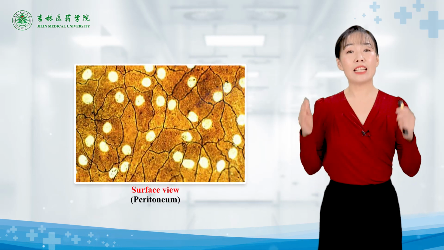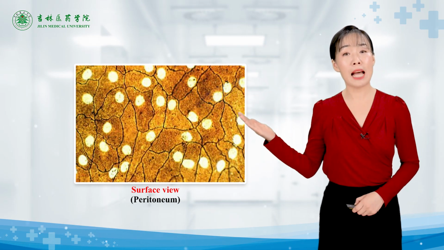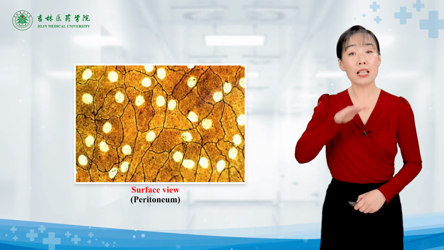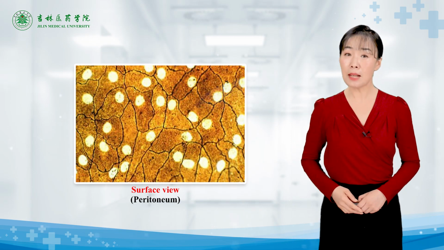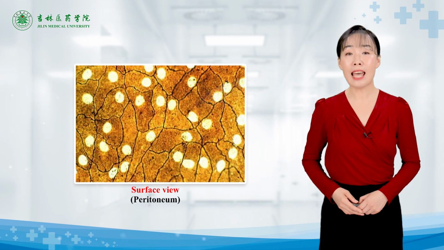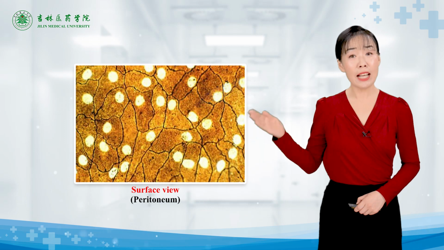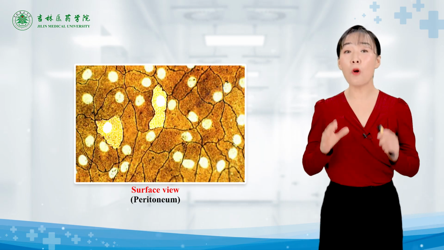Okay, let's look at the light micrograph. The left is simple squamous epithelium, observed from the surface view. It is obtained from peritoneum stained by silver and appears brown in color. The cell is polygonal. The nucleus is oval.